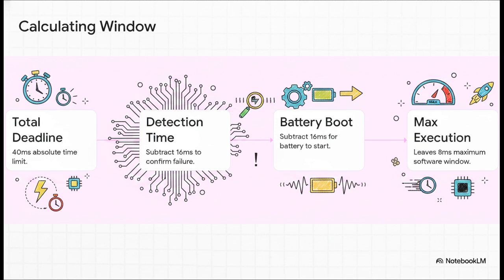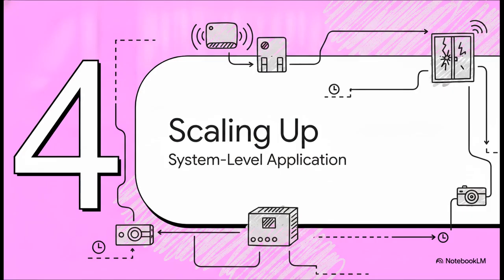So 40 total, minus 16 to detect, minus 16 for the battery hardware, leaves us with exactly 8 milliseconds. That 8 milliseconds is our worst-case execution time. Your code must execute the battery switch command in 8 milliseconds or less, or the entire system fails. So that's one critical process.